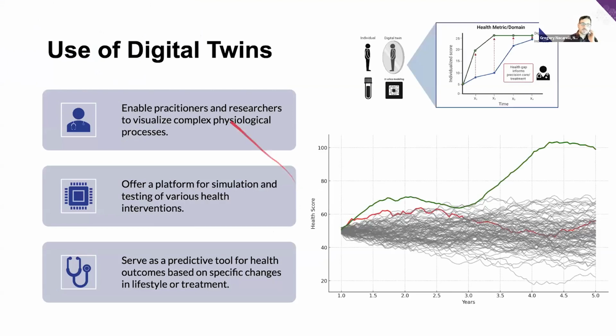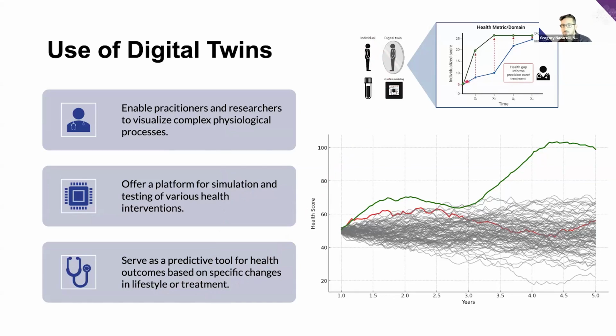Digital twinning allows practitioners and researchers to visualize complex physiological processes. It offers a platform for simulation and testing of various health interventions, and it serves as a predictive tool for health outcomes based on specific changes in lifestyle or treatment. What you're seeing on the right here is the individual and their digital twin, which is essentially a computer model.